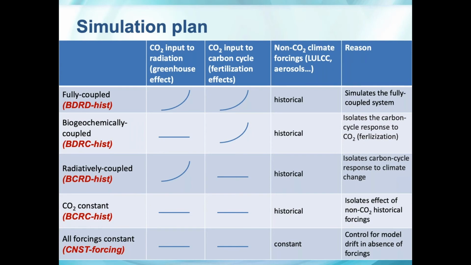So the overall approach here is that we want to disentangle the radiative response of CO2 through the greenhouse effect and the response of ecosystems to the direct input of CO2 to the ecosystem schemes, so the carbon fertilization effect. And so we do a series of simulations where we use different couplings of CO2 so that either the radiation scheme or the carbon cycle scheme sees either a constant CO2 or an increasing CO2. And so that's the general idea.